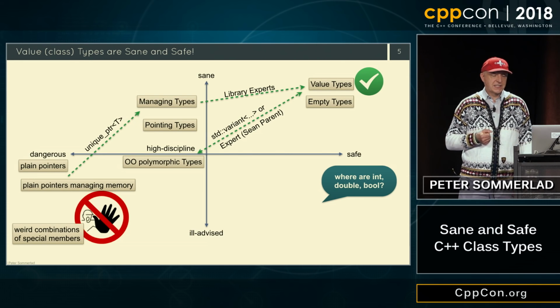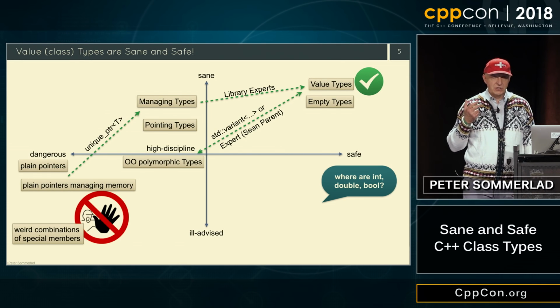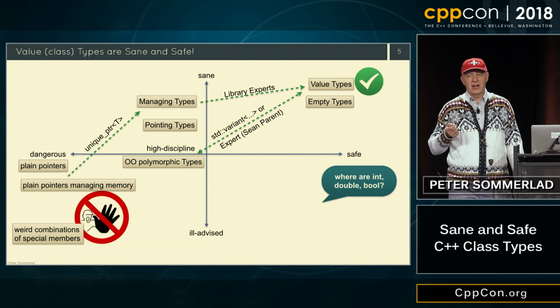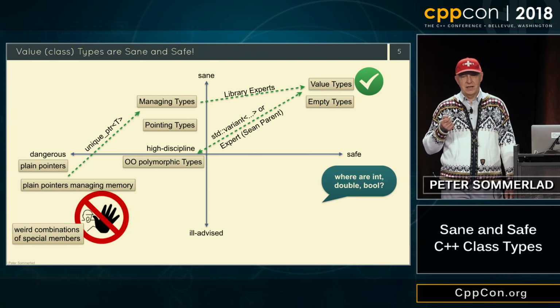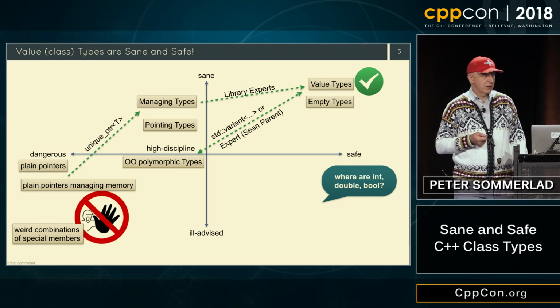But plain pointers, even though people say we should use plain pointers to denote single objects, the problem is they still allow all the dangerous operations on them, like indexing. And that's not what you want to do.